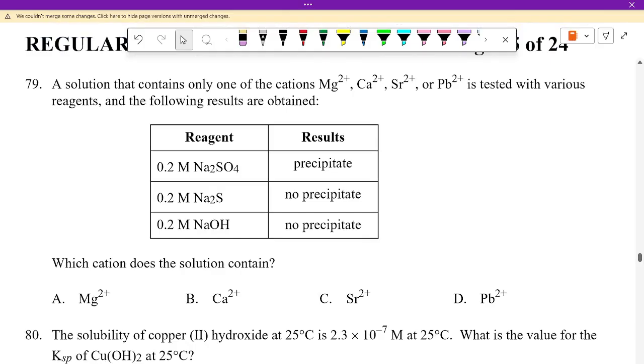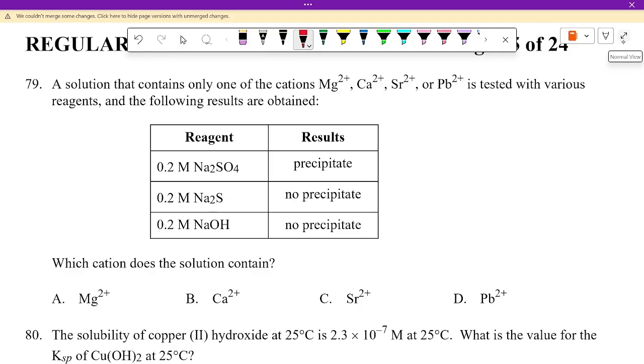Okay. So we have a solution that contains only one of those ions. Sulfate, we get a precipitate; sulfide, no precipitate; and OH, no precipitate.